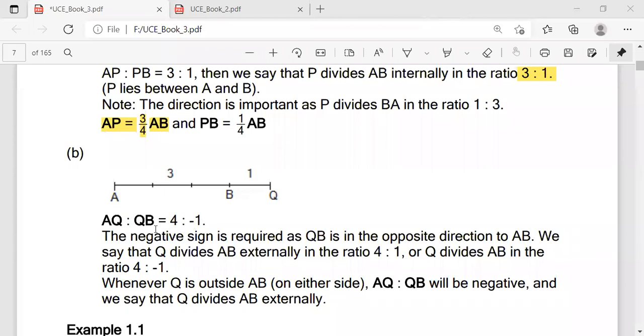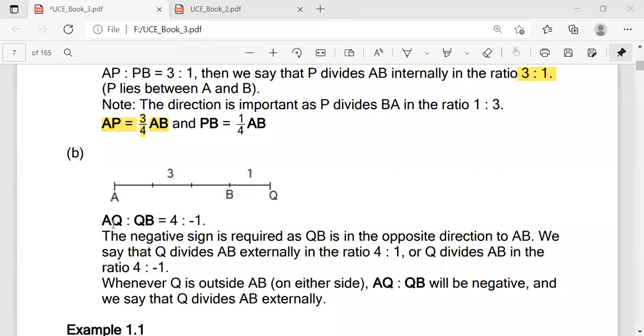So what does this one mean? Here they are saying that AQ to... some people are making noise.